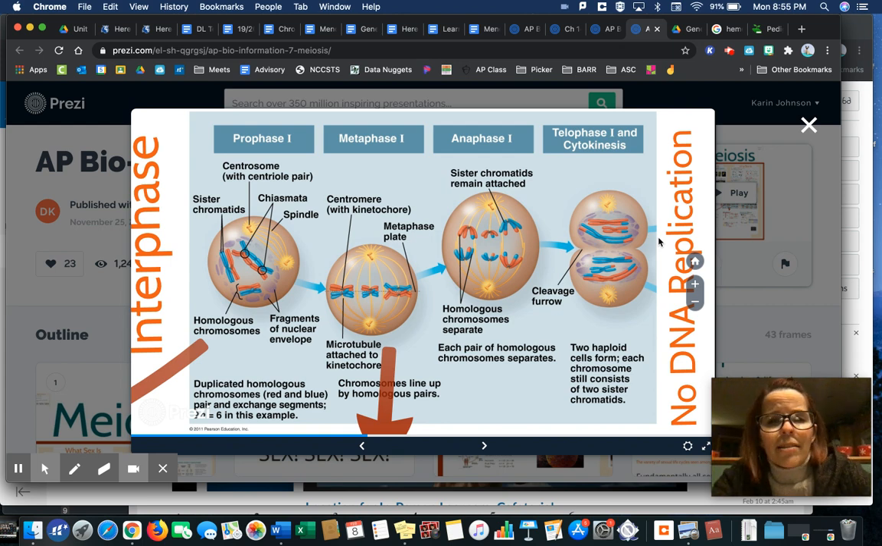Why aren't we done with cell division? Because all of those chromosomes are bivalent. That's more than necessary in terms of how much DNA. So we're going to go through the next division again to make all of those chromosomes monovalent.